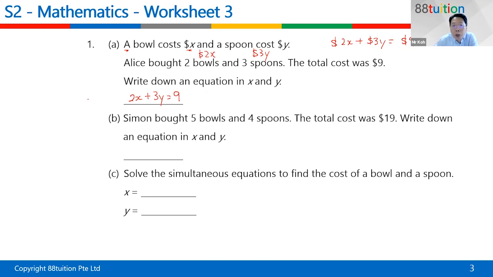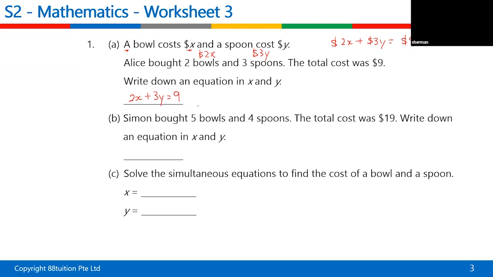Okay, Mr. Ko, any question about part A? Anyone, any question? No question. Sherman, any question? Sherman, you have a question for part A? No. Okay, great. All right, B. Now we go on. Simon bought 5 bowls and 4 spoons. Now the total cost was $19. Write down an equation in x and y.